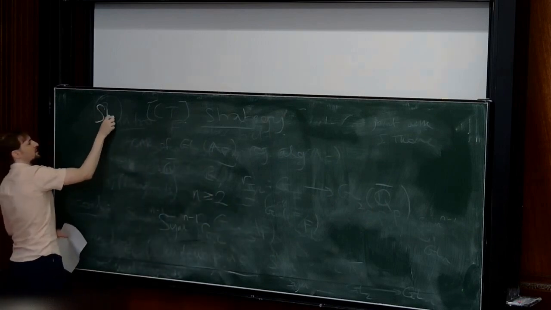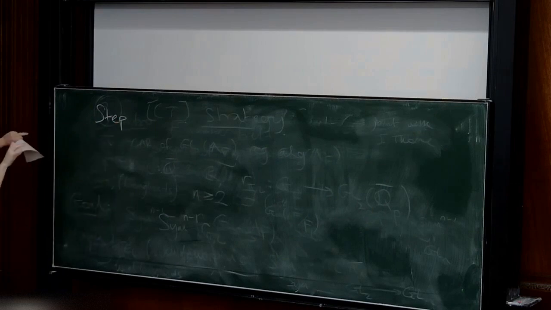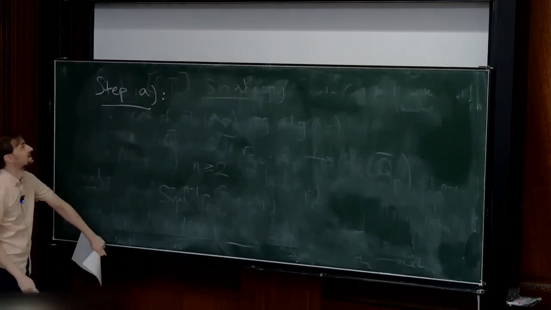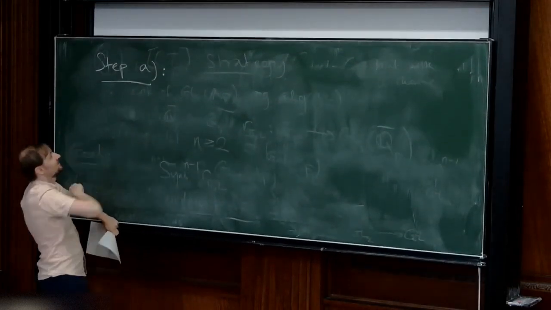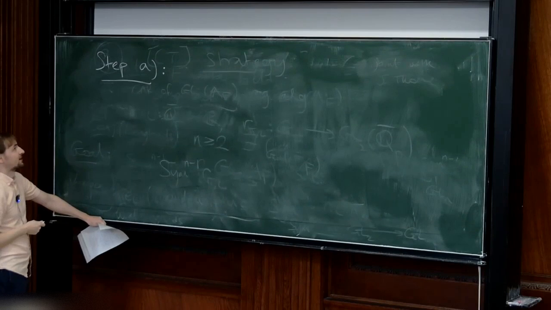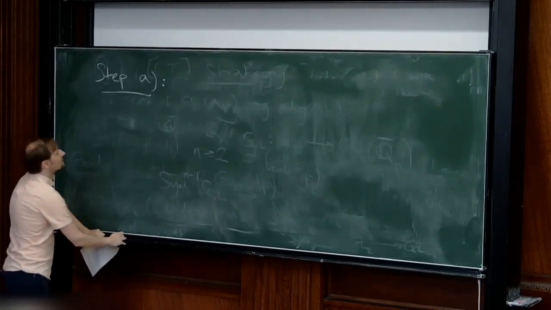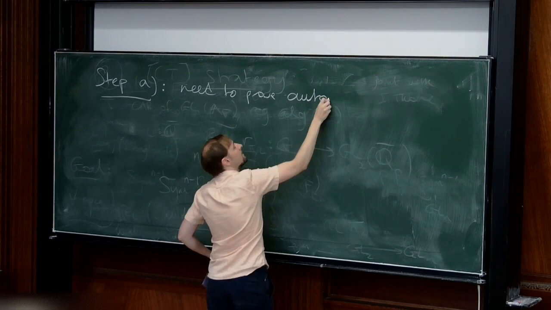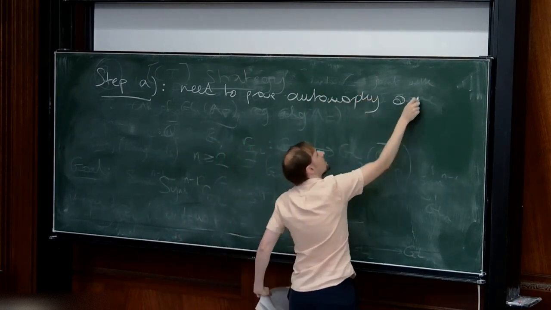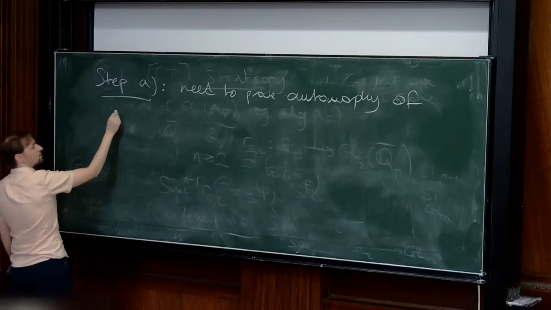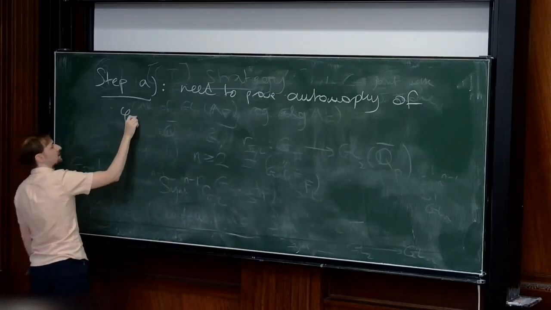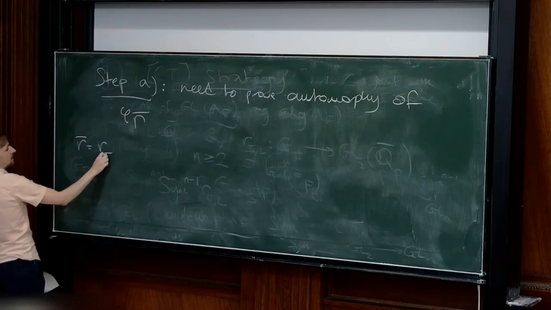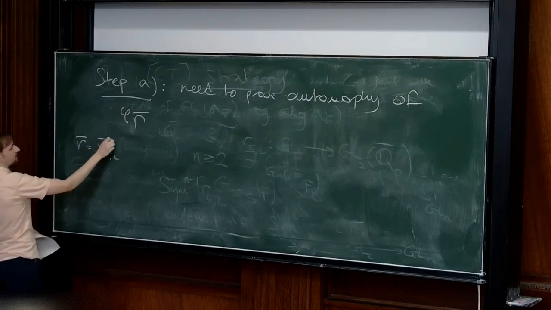So step A is about showing automorphy of these summands of the residual representation. Let me remind you what these summands look like. They're written on the board above here, but just in terms of the algebraic representation of GL2. We need to prove automorphy of a Frobenius twist of our mod p representation. I'll just abbreviate r pi iota bar to r bar from now on.